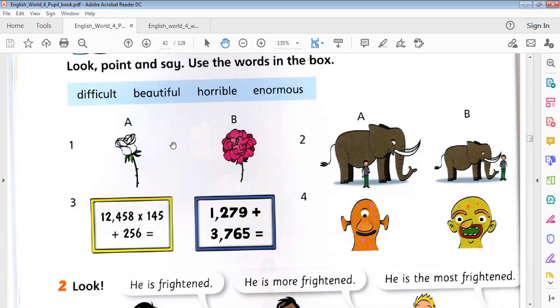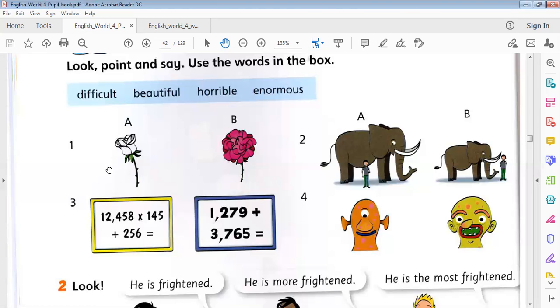So the first example here, if we talk about these two flowers, do you remember we said we use comparative to differentiate between two things? To compare two things, don't forget that. So here we say this flower is beautiful, but this flower is more beautiful. It's not that hard, you just add more.